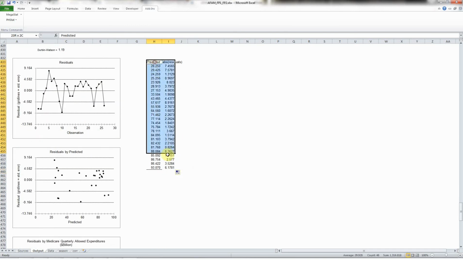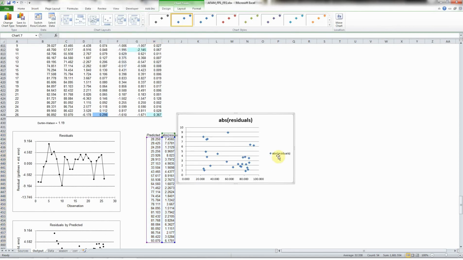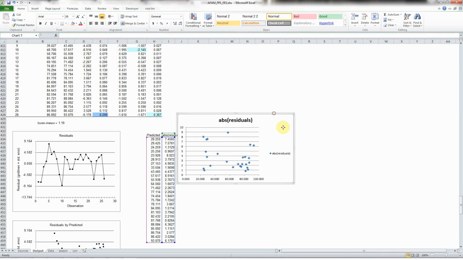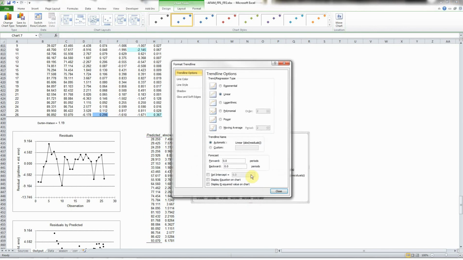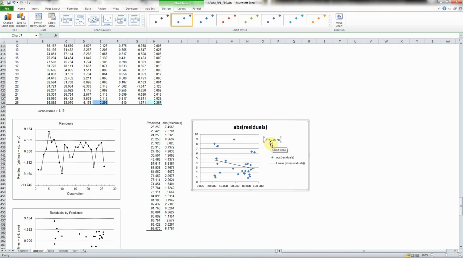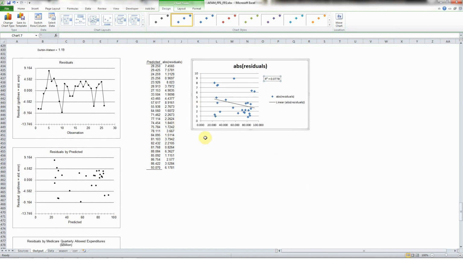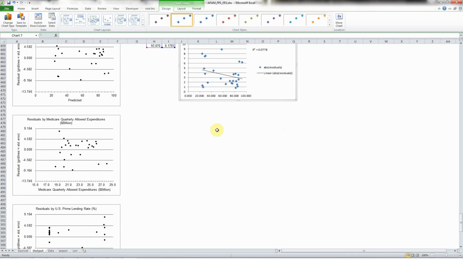And then I can just insert a scatter plot there. And there's the absolute value of the residuals. And now I'm going to plot a linear trend line on that. Put an R squared. And I see that I get an R squared that's nicely below 0.2. And so I'm okay. So this goes with this: no wedge pattern, nothing greater than 0.2 on that absolute value of the residual. So that's okay.